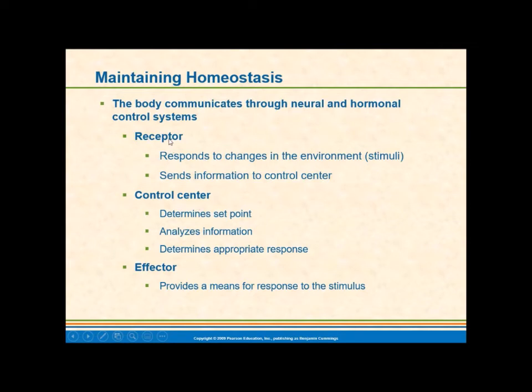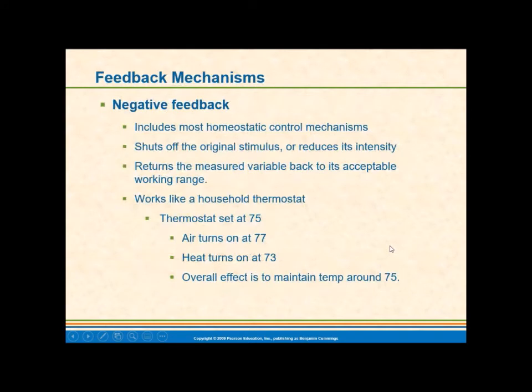So we have receptor, control center, and effector. And you should know what all three of these are and what they do. Now, for the most part, we have negative feedback systems. What I was telling you about a minute ago in terms of maintaining the temperature in my house, that's a negative feedback. What it does is when it gets out of balance, our body does something to shut down that stimulus and move it back to its original state. So return the measured variable back.